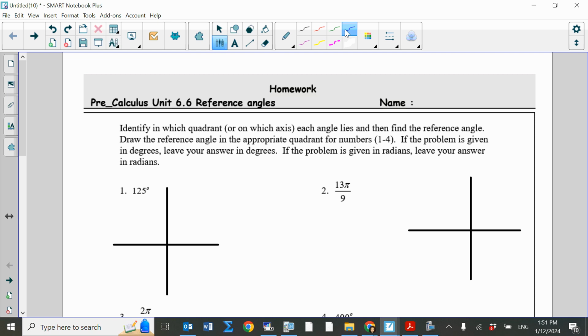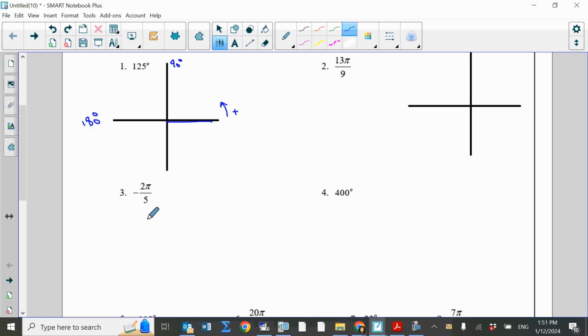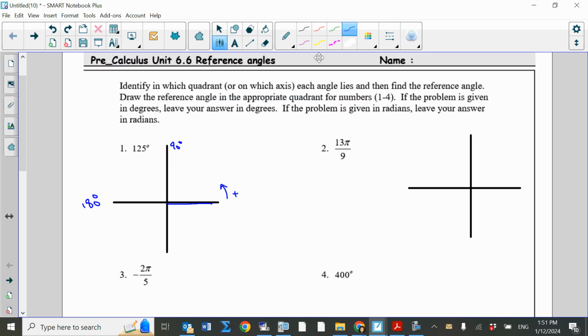So the first angle here, 125. We're going to start with graphing this angle. Start from the positive side of the x-axis. Since this is positive, we move in the positive direction, counterclockwise. If we go to this point, this is 90 degrees. And if we continue moving, we're going to reach here, which is 180 degrees. So we know that 125 is going to be here, between 90 and 180. This is our angle.